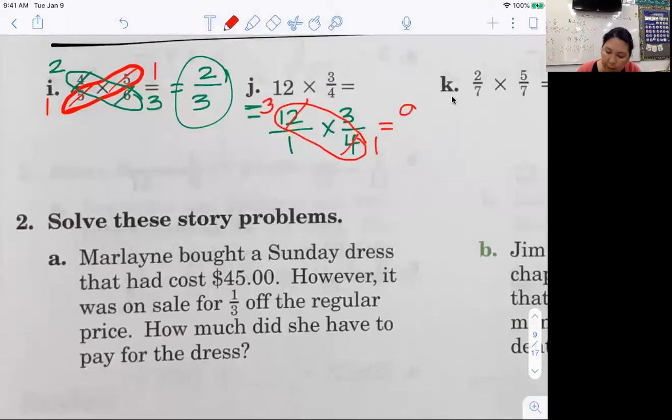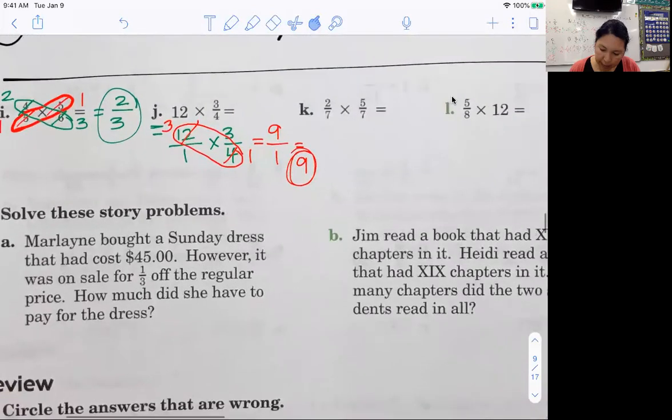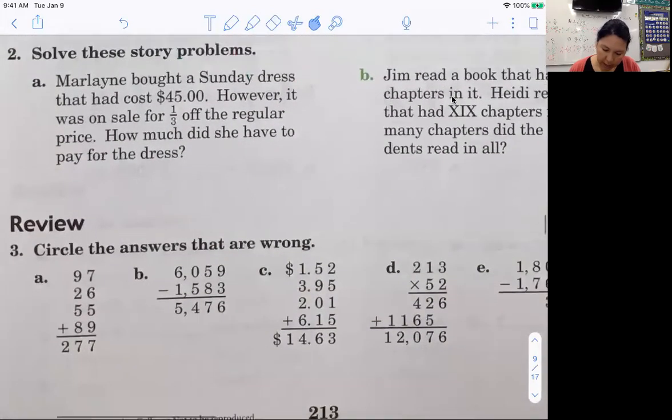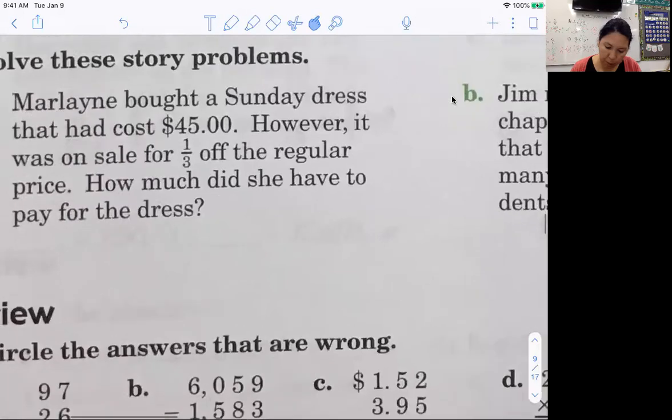3 times 3 is 9. 1 times 1 is 1. Do you guys remember what 9/1 really means? That's right, it means 9, right? 6/1 means 6. 4/1 means 4. 5/1 means 5. All right, I'm going to skip letter K. You can try that one on your own. And let's go ahead and look at one of these word problems here.